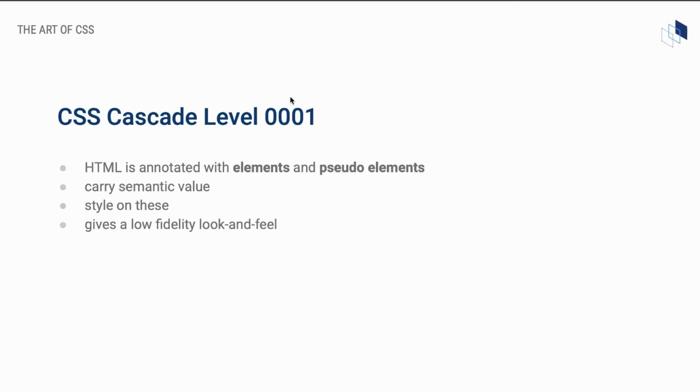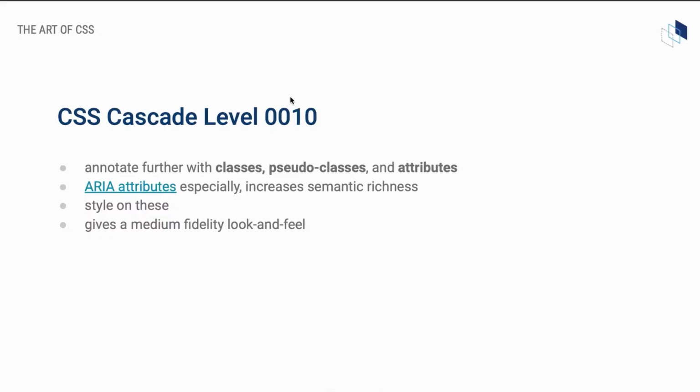Let's look at the different levels of specificity that there might be. Specificity level 1 is where we operate on the HTML elements and pseudo elements. These obviously carry semantic value in the HTML, things like your headers, paragraphs, anchors, list items, and all of that. They carry information in the HTML, and they can carry information in the CSS as well. If all we did with our CSS was use these, we would end up with a low fidelity look and feel. We can further augment the CSS with level 10 cascade levels.